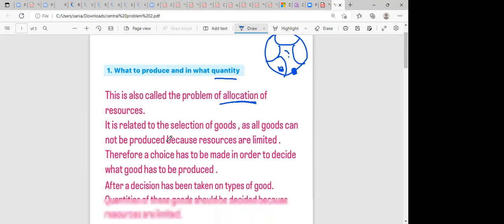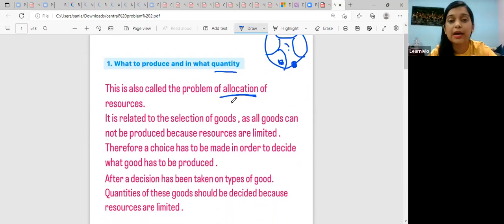So first you have to remember, in the exam hall they may ask you, explain the problem of allocation of resources. At that moment, maybe they won't ask you what to produce. They are asking you the other name. So you have to learn the other name as well as the exact name. This is also called the problem of allocation of resources.